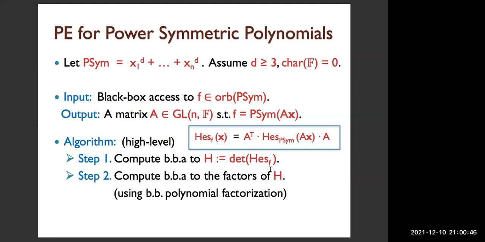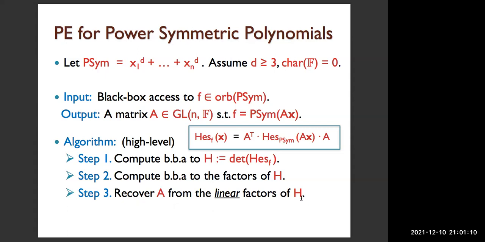All right. So once we get black box access to this determinant, which is a polynomial, we compute black box access to all the irreducible factors of it. And it is here where we use Kaltofen-Trager's black box factorization algorithm. And finally, in the third step, we recover A by looking at the factors of the determinant.